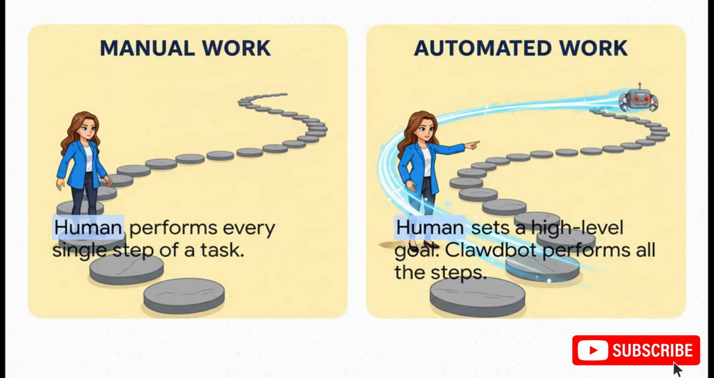And really, this is the key difference. In the manual process, you have to do every single little step. With an agent like Clawdbot, you just set a high-level goal. You might say something like, find the top 5 customer complaints from this week's support tickets and give me a summary. The bot then goes and figures out everything else, how to access the tickets, how to read them, how to pull out the complaints, and how to create that summary, all on its own.